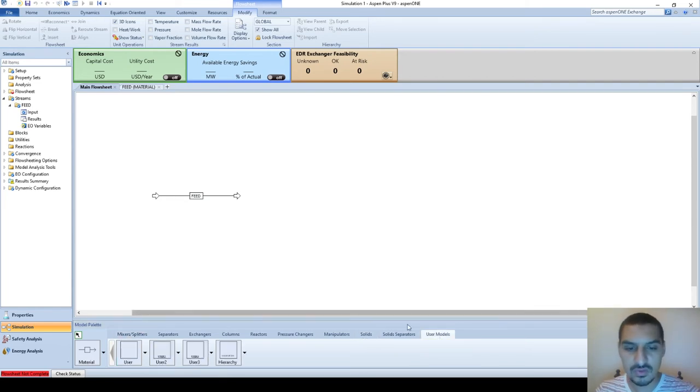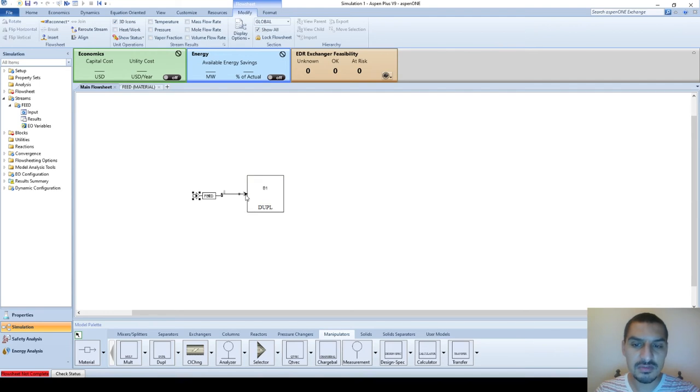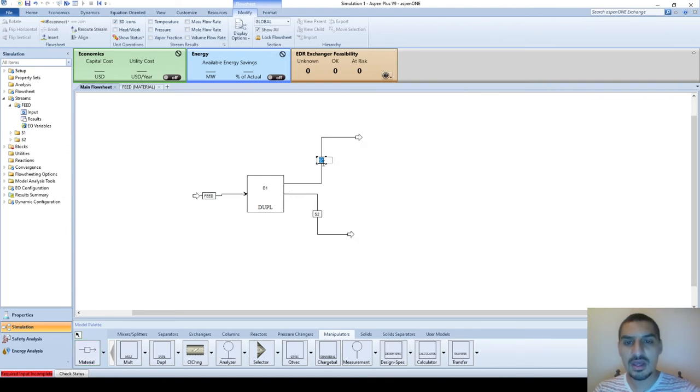So there is one thing I'm gonna do anyway. I'm gonna go for manipulators, go for duplicator, and I'm gonna do this because I'm gonna use the same stream for more than one unit. So I'm gonna duplicate it, and we did this before in reactors and in many other things. So here I'm gonna go for F4 shortcut, short not sort, and I'm gonna keep it like this. So if I run the file, it should be, I think I forgot something because it's not happy.